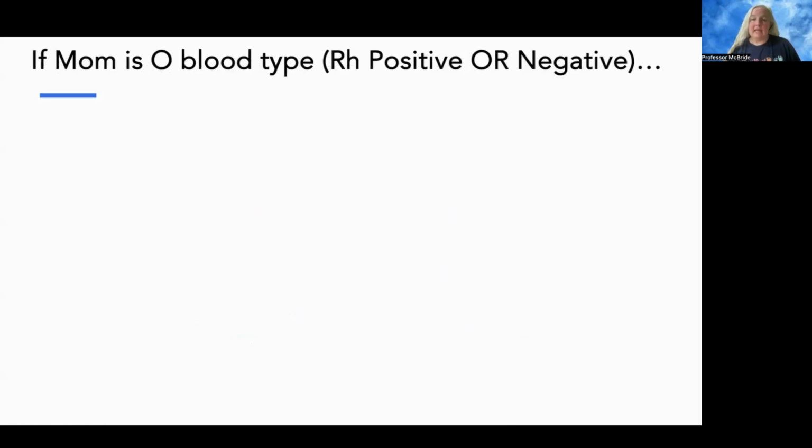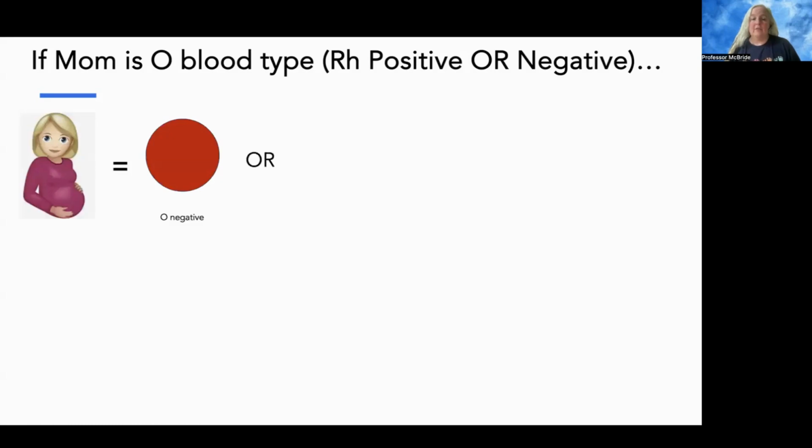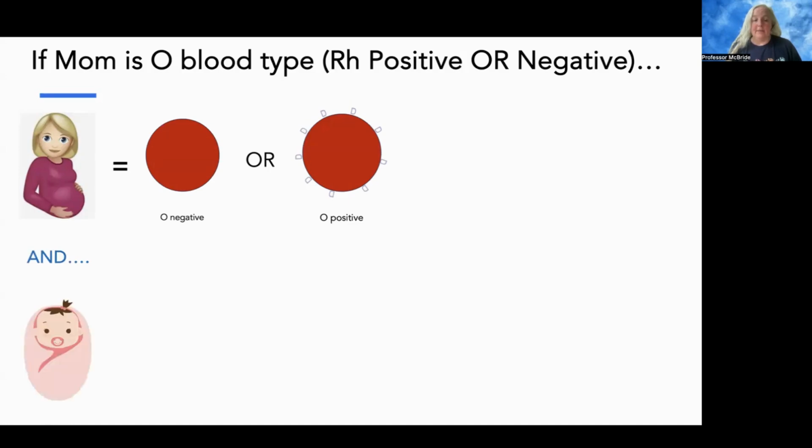So what does that mean for our ABO incompatibility? With ABO incompatibility, the mother is O. She is either O negative or she's O positive. So she may or may not have the Rh factor, but she does not have an A antigen or a B antigen. In order for this to be an issue, the baby needs to have the A or the B antigen.